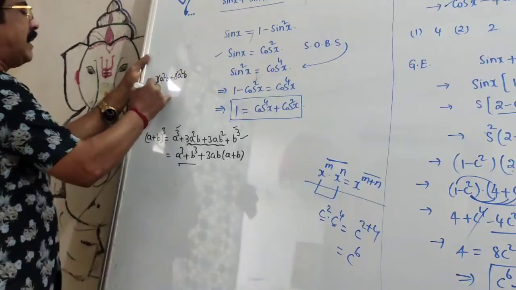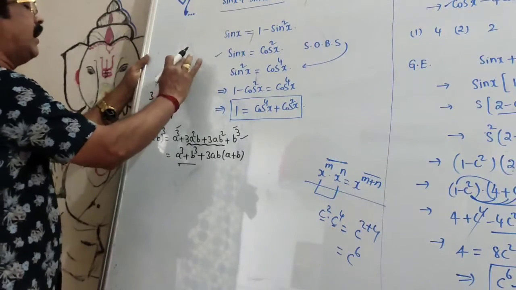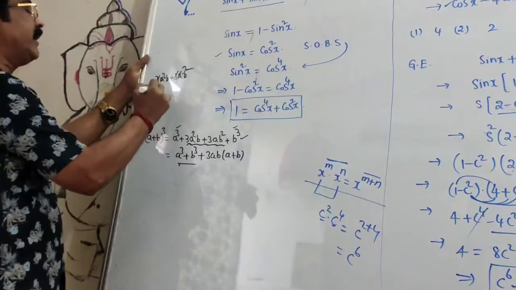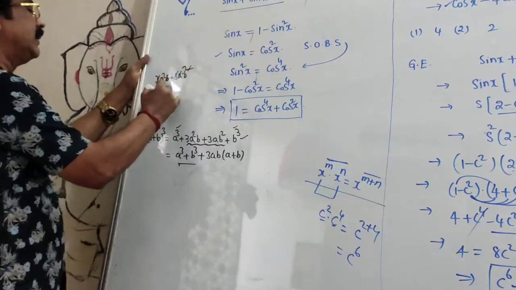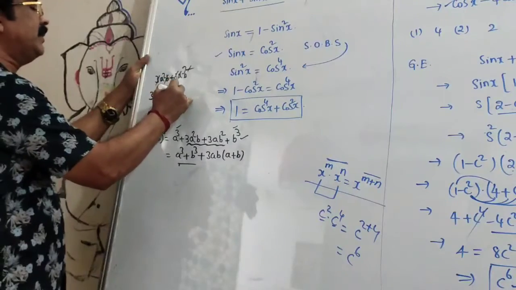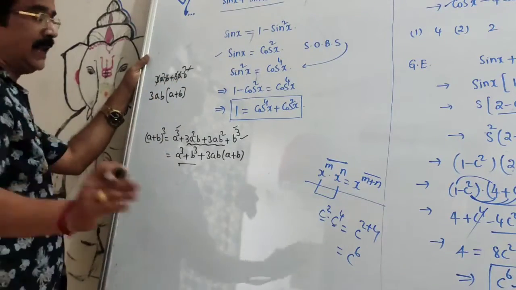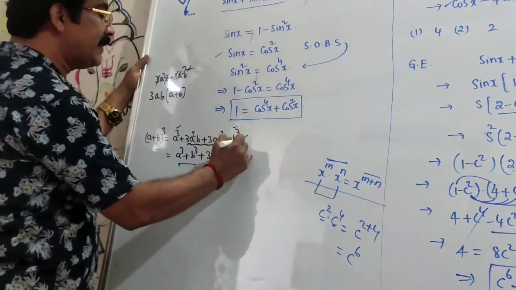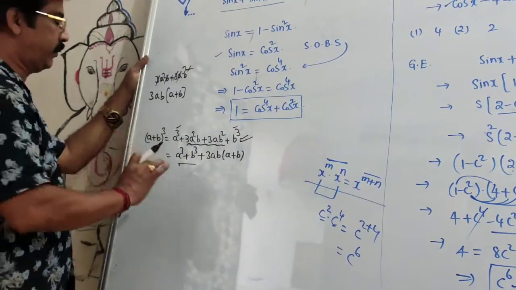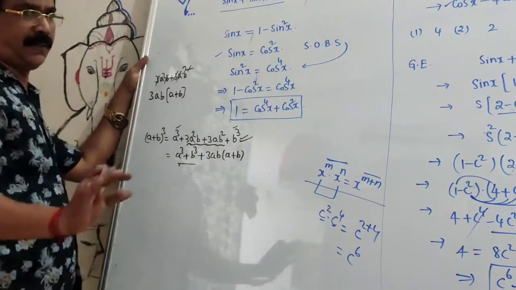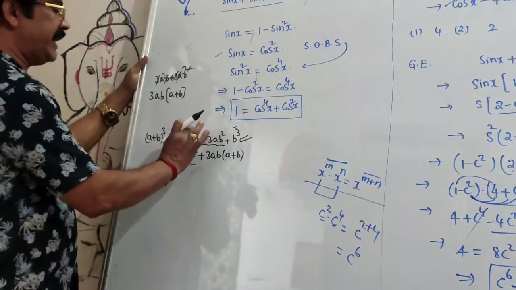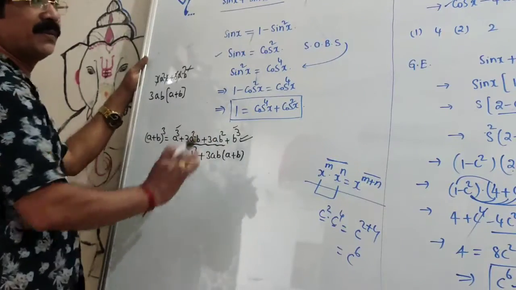So 3 common, 1a common, 1b common, then it remains a plus b, just like that. So it is not a different formula, it is derived from this only. Therefore a plus b whole cubed is equal to a cubed plus 3a square b plus 3ab square plus b cubed.